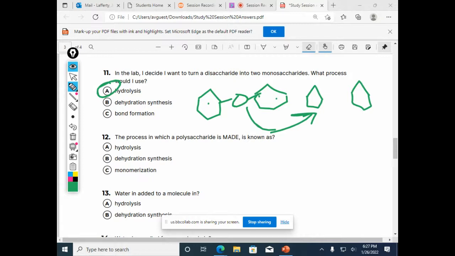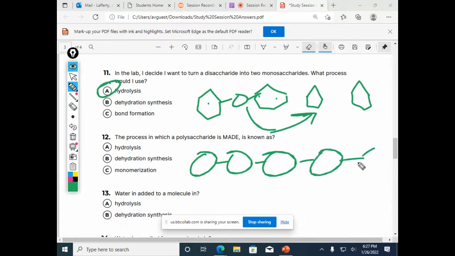Very good. All right, the process in which a polysaccharide is made. What's polysaccharide? Many sugars. So I'm just drawing circles because I'm not drawing. There we go. Lots of polysaccharides. How do I make that? Good. Dehydration synthesis. Good. Now, does this concept seem clear? Because I know that it did not go that great the other day. So is this clearer? Good.